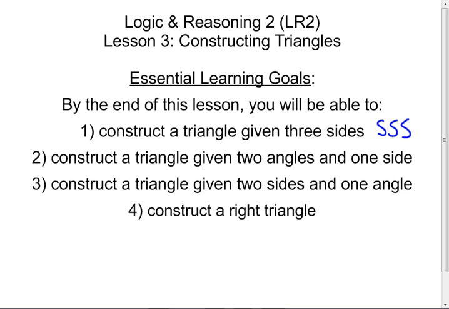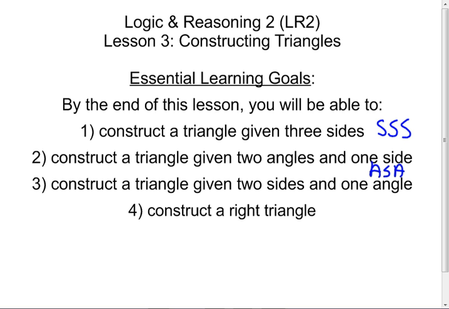Now, the second one, we're going to get a triangle if we have 2 angles and a side. That's the tough one. Angle, side, angle. Because you have to copy angles. And you have to flip your compass over. And you have to think of looking at your angle, not left to right like we've always done, right to left. You'll see when we do it. And that's one we didn't get to today.